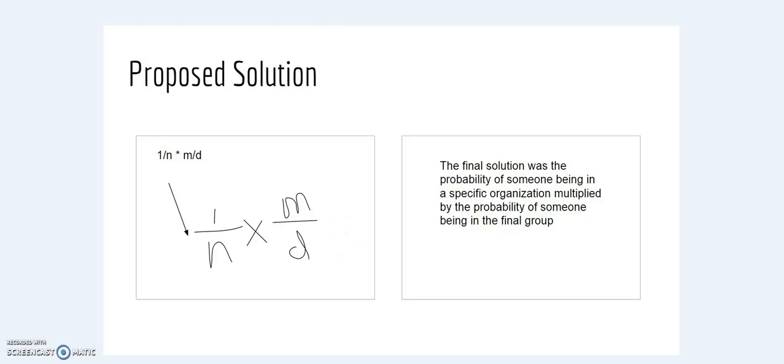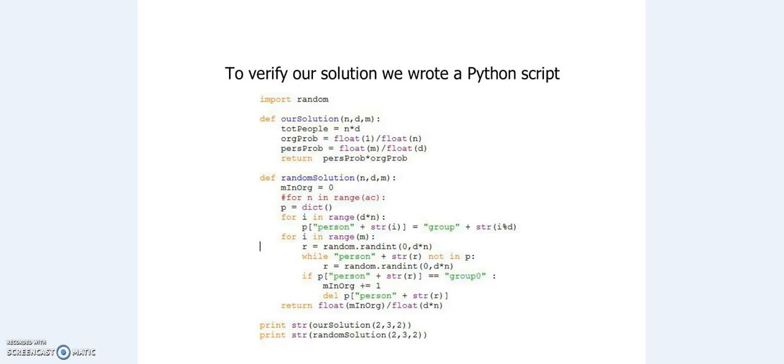After our individual group work and as we came together and collaborated, we finally had a proposed solution. Here we have 1 over N, the number of organizations, times M, the members of the committee, over D, the delegates in attendance. The final solution was the probability of someone being in a specific organization multiplied by the probability of someone being in the final group. To verify our solution, we also wrote a Python script, as can be seen below.